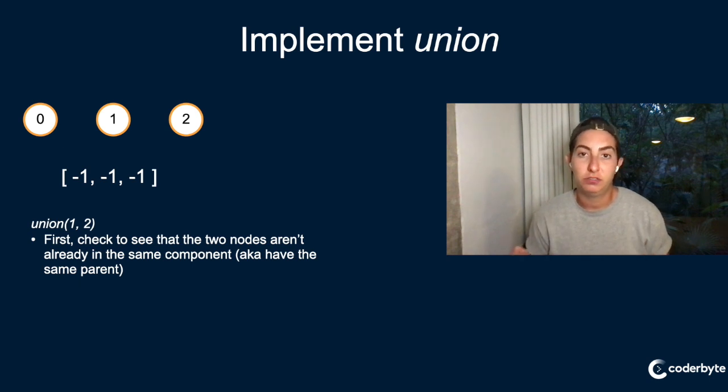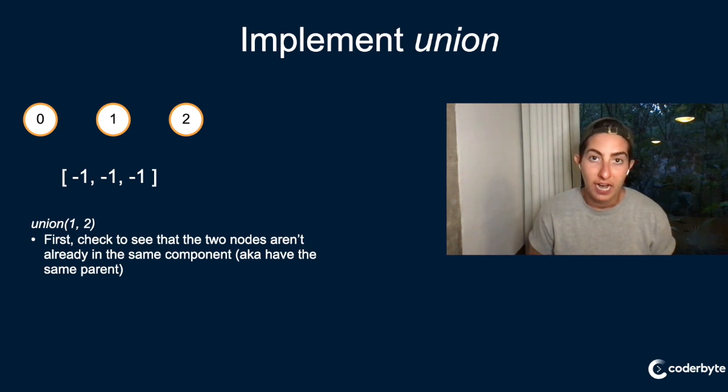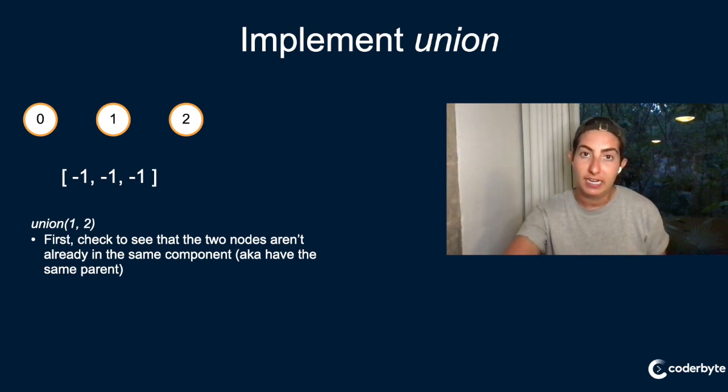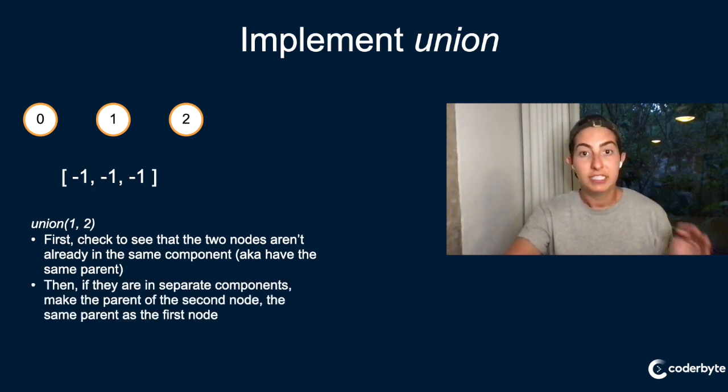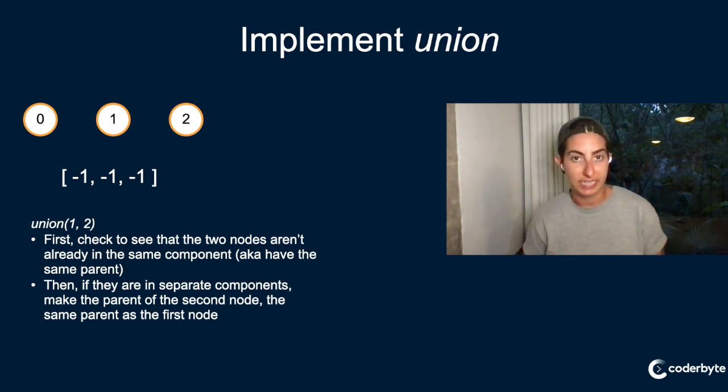So this would only be true, let's say, if 2 already had a parent of 1 and 1 also has a parent of 1. We'll see that in a second. But the first thing before we union anything is check to see whether these two nodes are already in the same component. If they're in separate components, we make the parent of the second node the same parent as the first node. And this is arbitrary. We can actually make the parent of the first node the same as the parent of the second node. We can pick whatever we want.